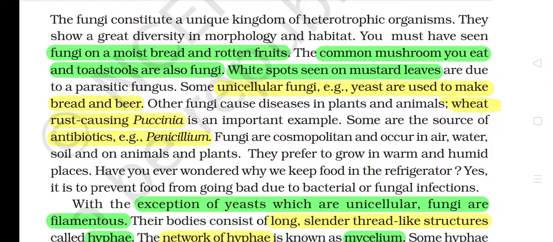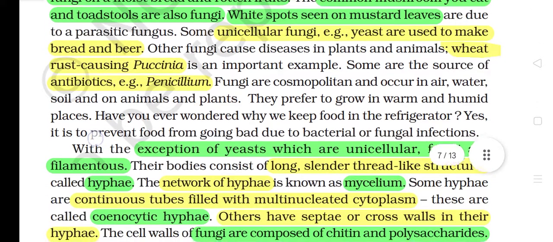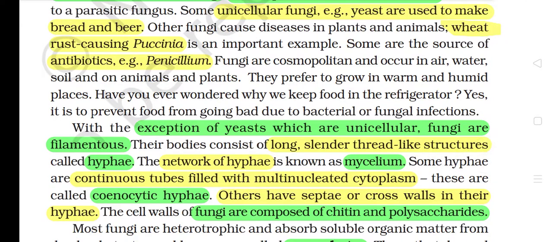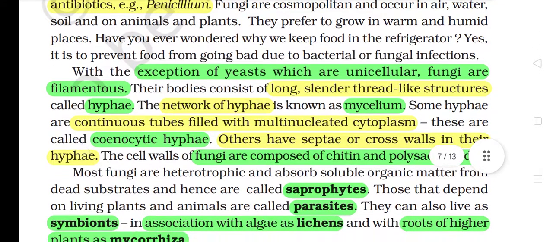Wheat rust causing Puccinia is an important example. Some are the sources of antibiotics, for example Penicillium. Fungi are cosmopolitan and occur in air, water, soil, and on animals and plants. They prefer to grow in warm and humid places. Have you ever wondered why we keep food in the refrigerator? Yes, it is to prevent food from going bad due to bacterial or fungal infections.